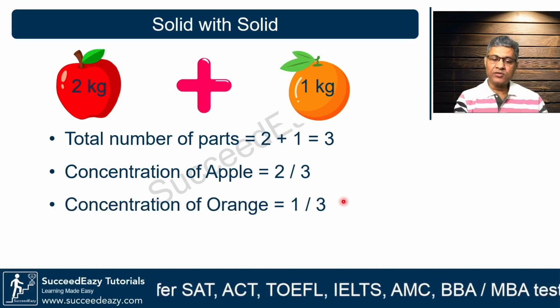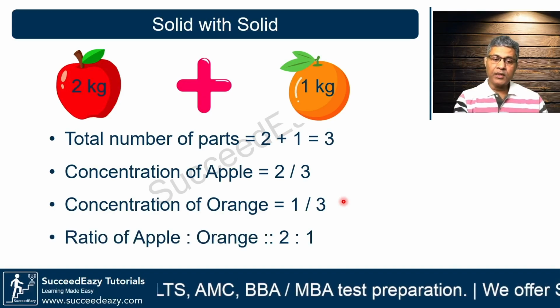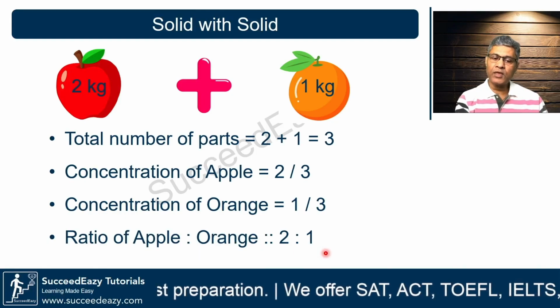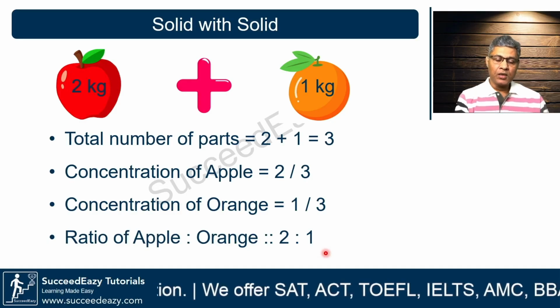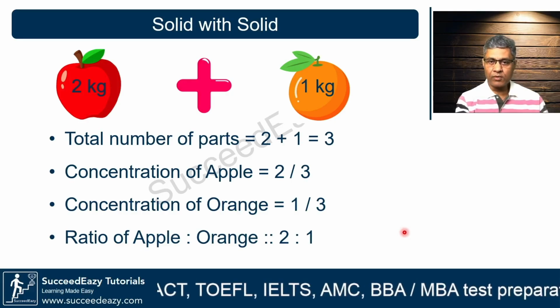Whereas the concentration of orange would be 1 by 3 for the same reason. But the ratio of apple to orange would be 2:1. However, you know that you can flip the ratio. If you say you want to find the ratio of oranges to apple, obviously that will be 1 by 2.